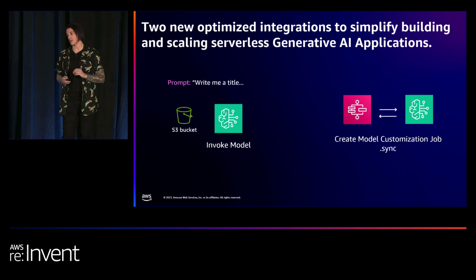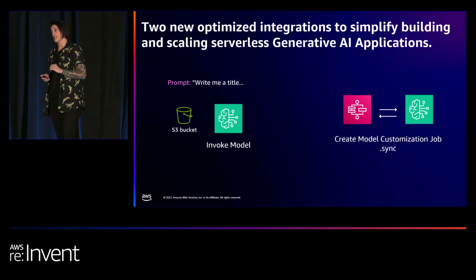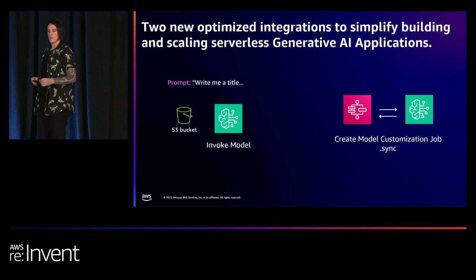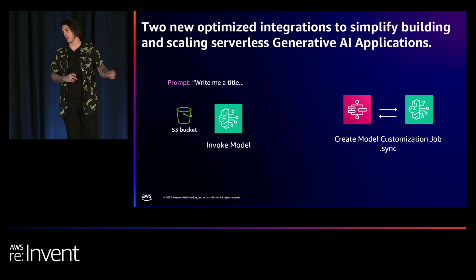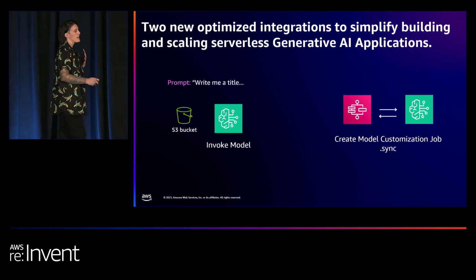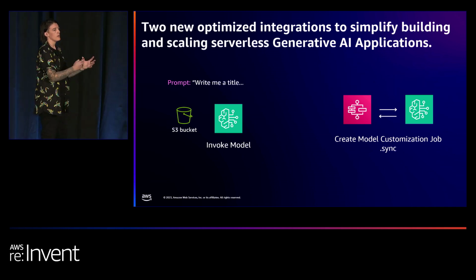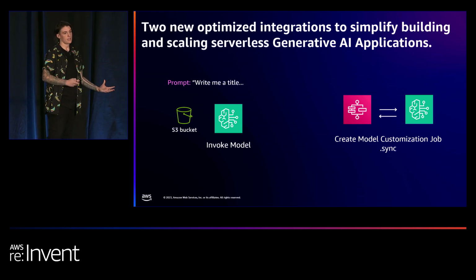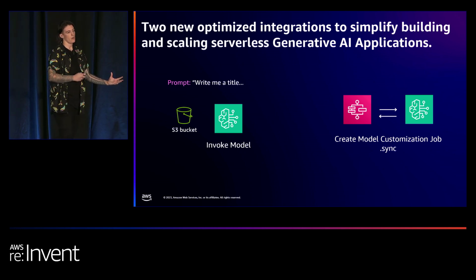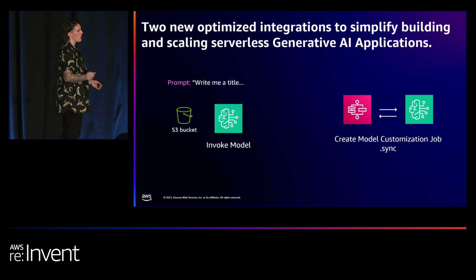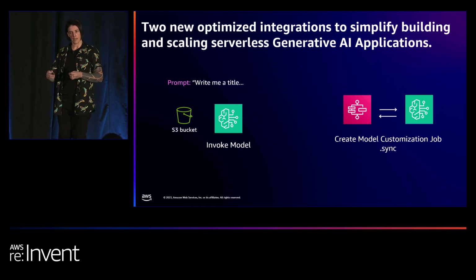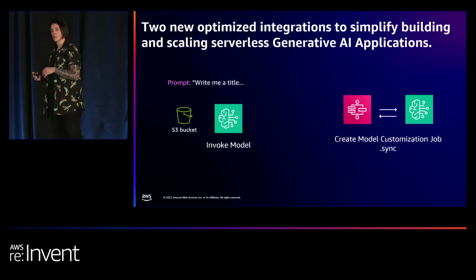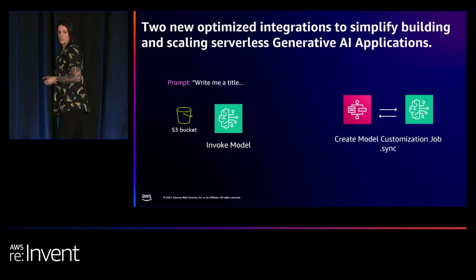The second optimized integration is create model customization job. This is a synchronous API taking advantage of the .sync integration on the call patterns that we reviewed earlier. This allows you to fine-tune models and then immediately receive the response back when it is complete directly in your workflow, without the need to write polling code. Is my fine-tuning job done yet? Is it done yet? That's all taken care of for you as part of this workflow with the .sync integration.